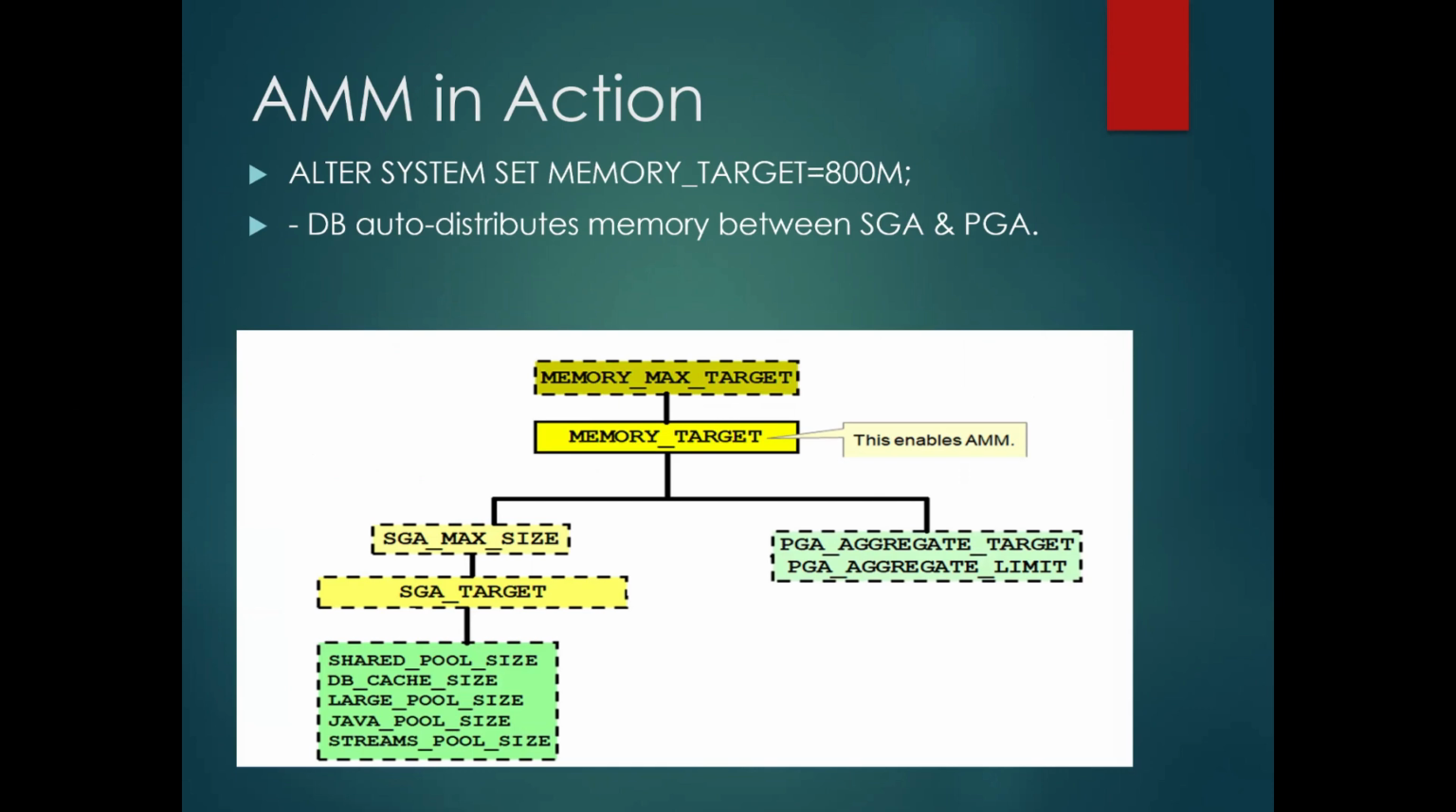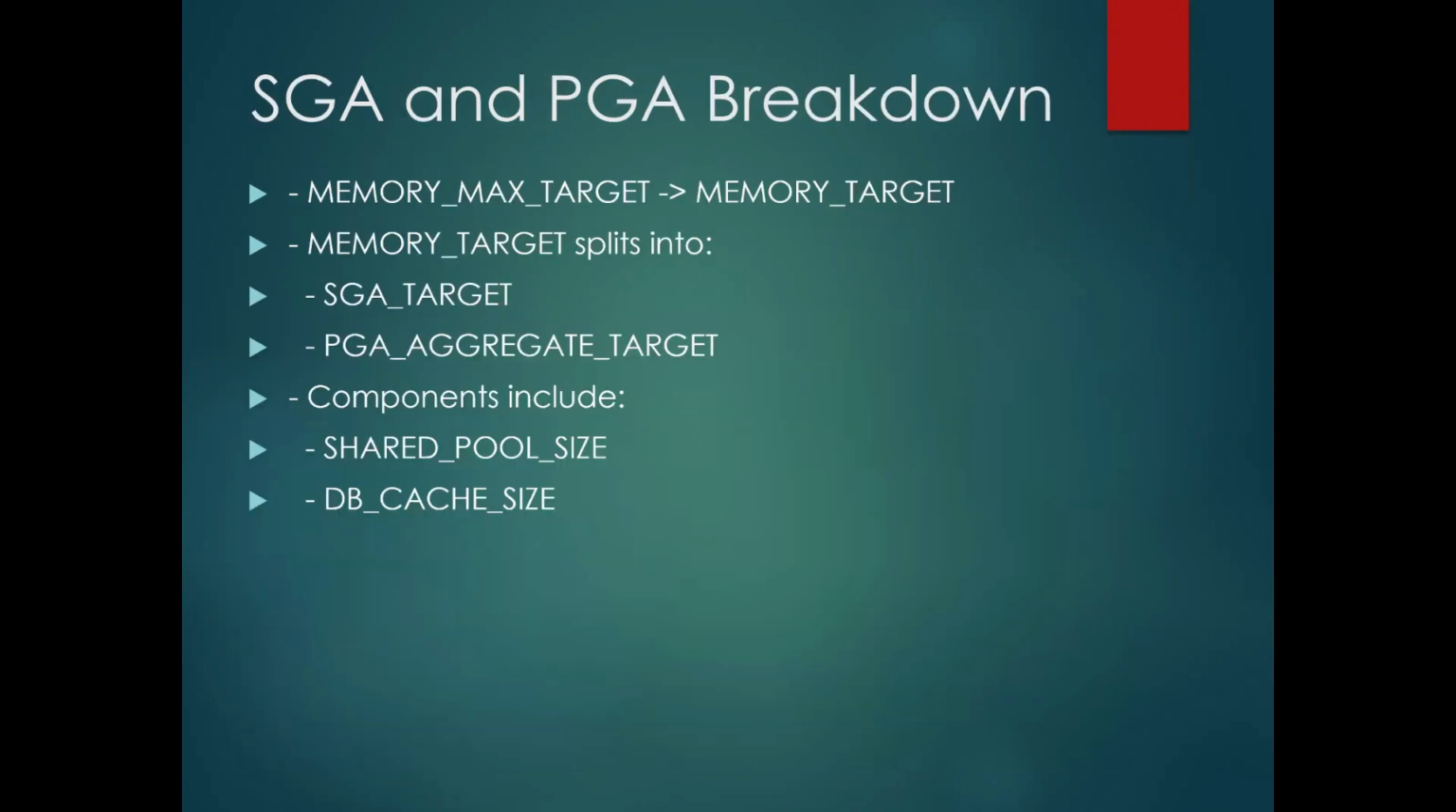The DB automatically distributes the memory between the SGA and PGA. So here is the SGA and PGA breakdown. All these parameters you can see here: memory_max_target, memory_target. memory_target is split into SGA_target and PGA_aggregate_target, and the components including shared pool and DB buffer cache.